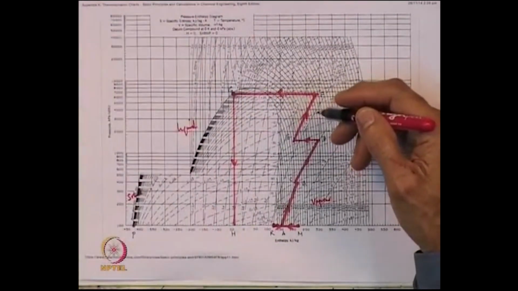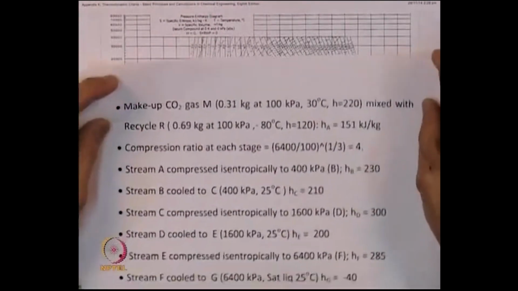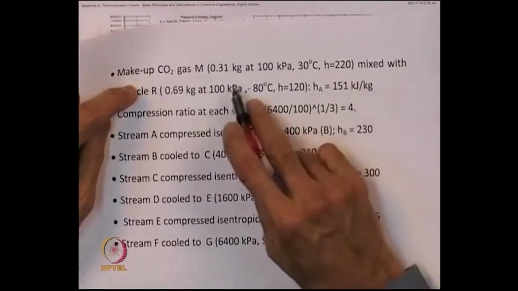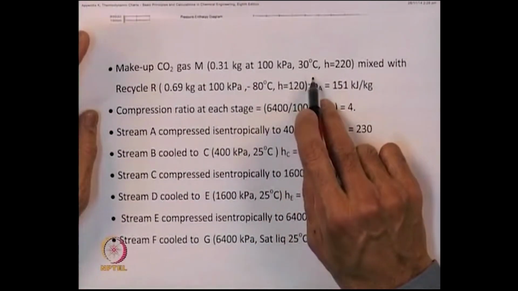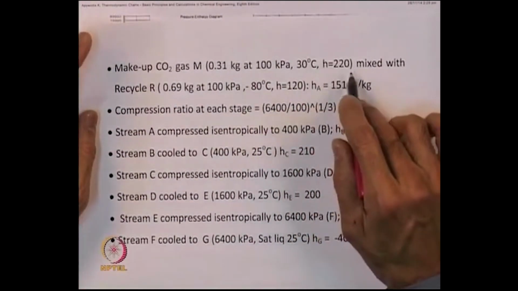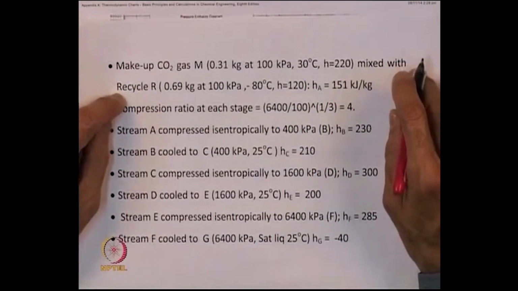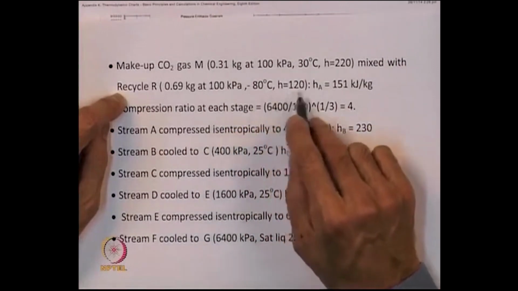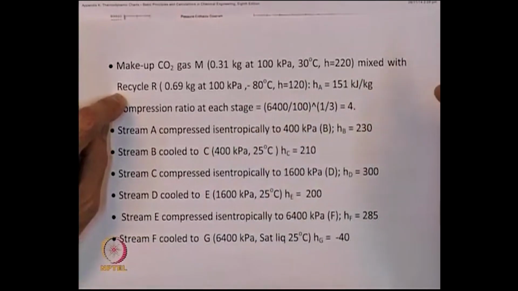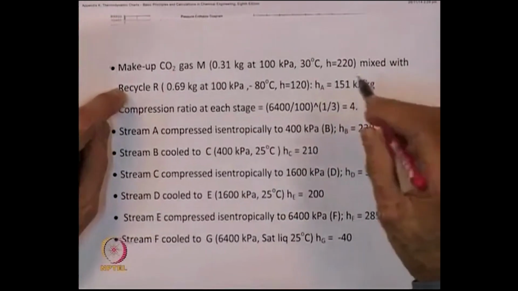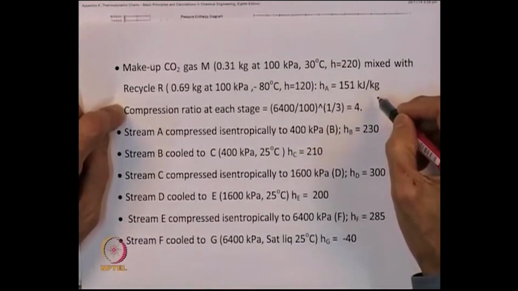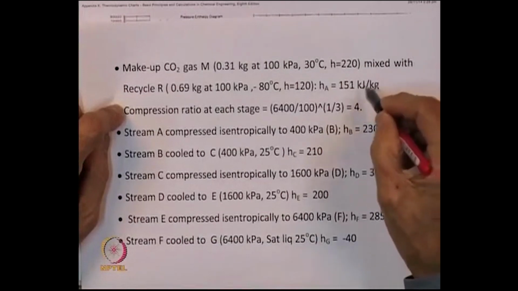The next step, the makeup carbon dioxide at 30 degrees. You are given this, the makeup has to be equal to the amount of dry ice removed. So, 0.31 kg at 100 kPa and 30 degrees, I read the enthalpy on the chart, it is 220, is mixed with recycle. The recycle is 0.69 kg at 100 kPa and enthalpy of 120, the temperature happens to be minus 80 degrees, that you can read on the chart. Now, if you mix these two, you get an enthalpy at A of 151 kilojoules per kg.